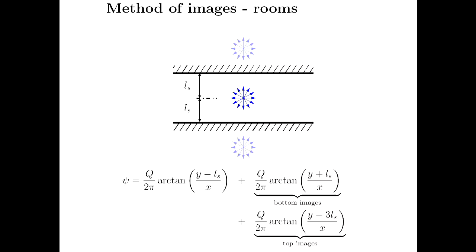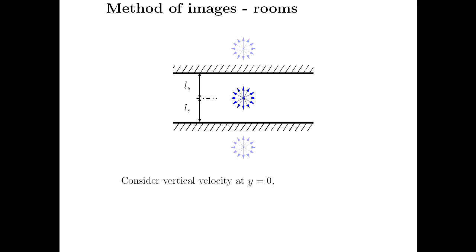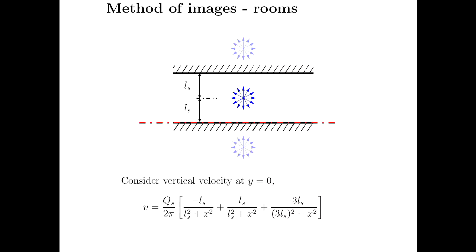Then my stream function will look something like this, where I have one for the bottom image and one for the top image. And my origin is here, by the way. Everyone agree with this? Now, if I consider the vertical velocity at y equals 0, at the origin, you can see that these terms do not sum up to 0. It basically means that my streamlines cross my boundary.